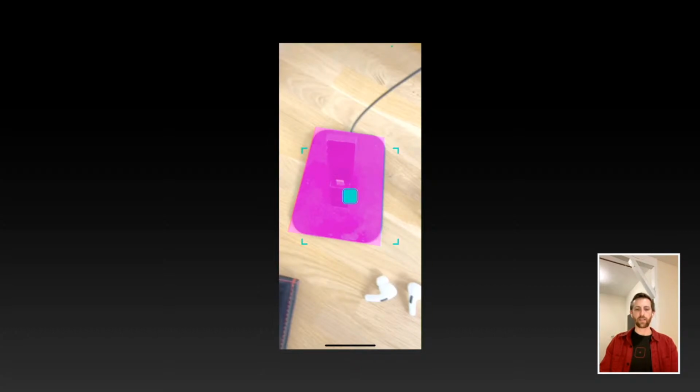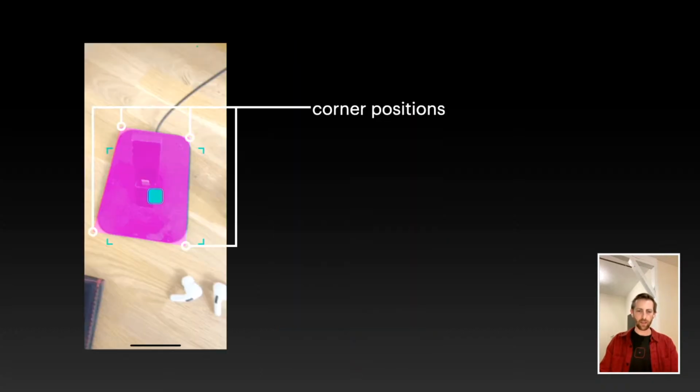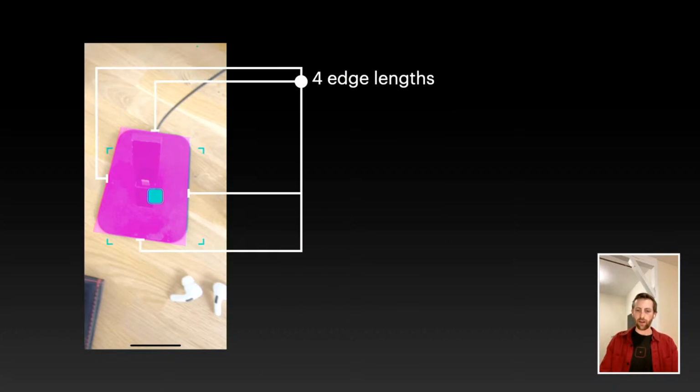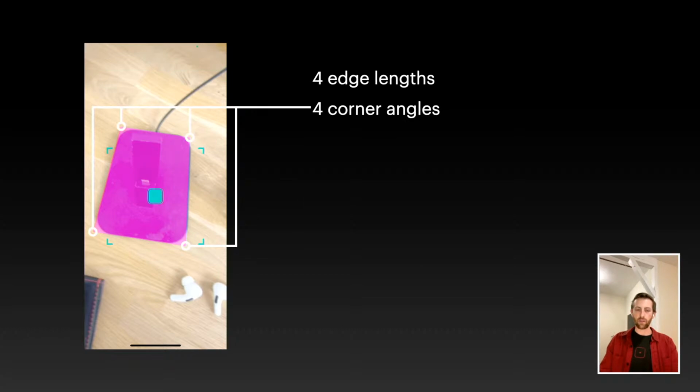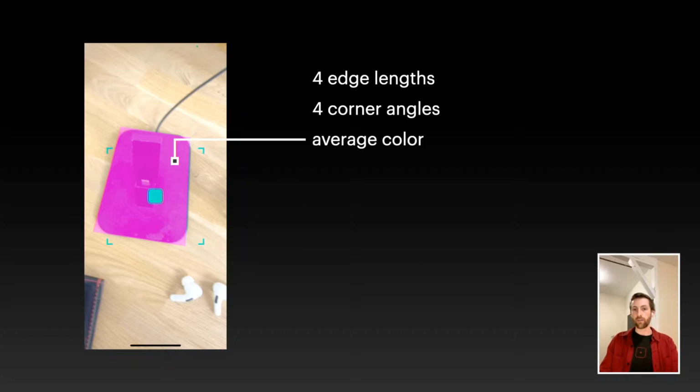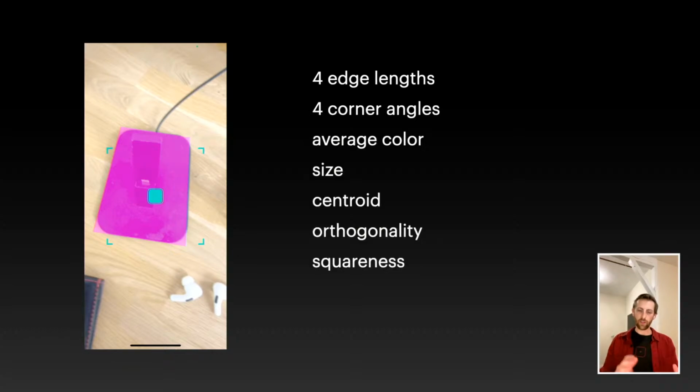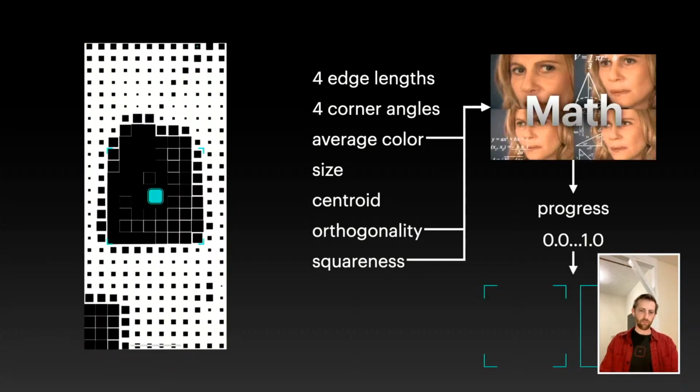And with the CI detector, you get these polygons, but you just get points, corners. So in this case, I get these corner positions when it thinks there's a potential square. And from there, I can generate edge lengths. I can get corner angles. I can look for the average color of that shape. And I can generate a whole bunch of other things, including orthogonality, which is just how parallel that shape is, and the squareness of the rectangle. From there, we can basically do a different kind of math and come up with a new progress based on how square the rectangle is and its darkness and such.